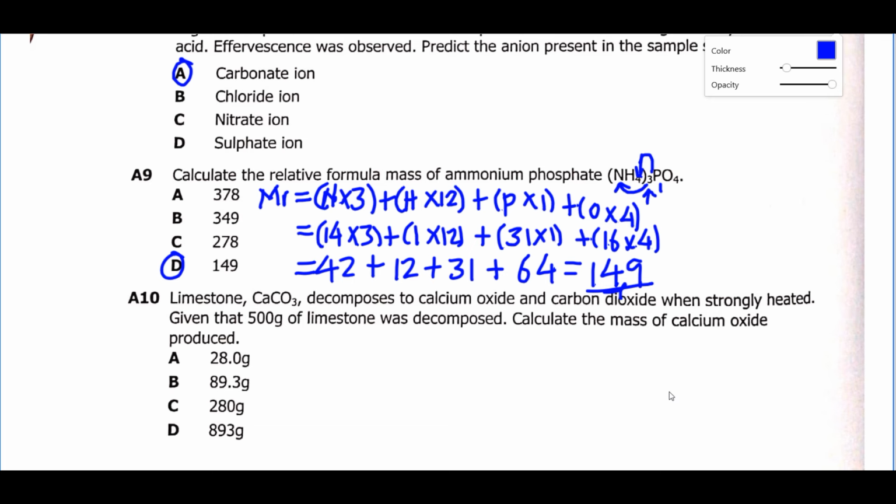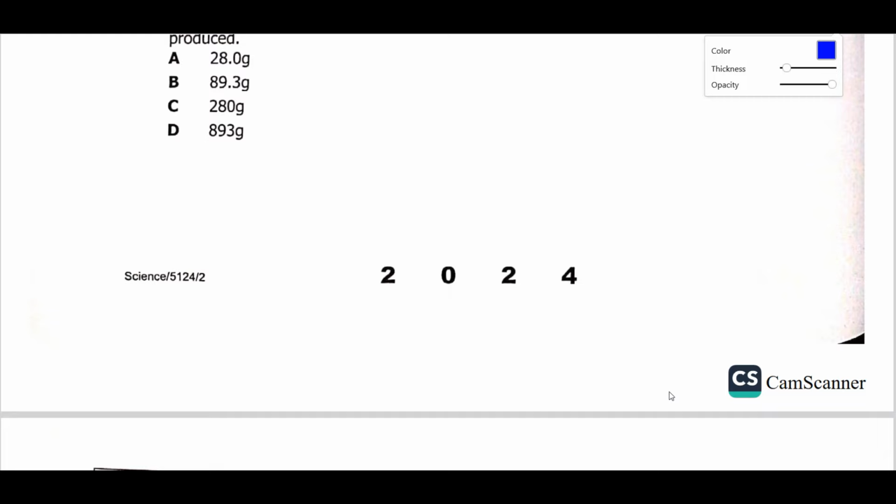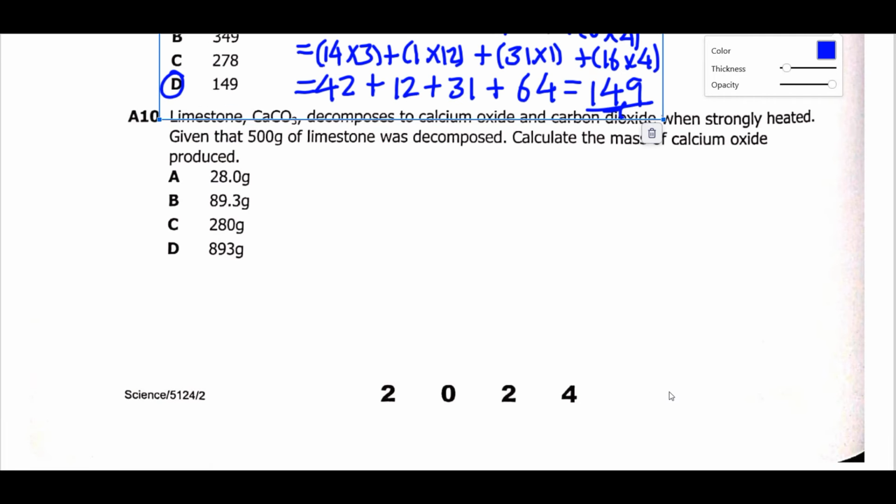So we go to question number 10. Question number 10 is all about the mole concept as well. Limestone, calcium carbonate, decomposes to calcium oxide and carbon dioxide when strongly heated. Given that 500 grams of limestone was decomposed, calculate the mass of calcium oxide produced. So step number 1, write a balanced chemical equation. We are looking at a decomposition reaction.